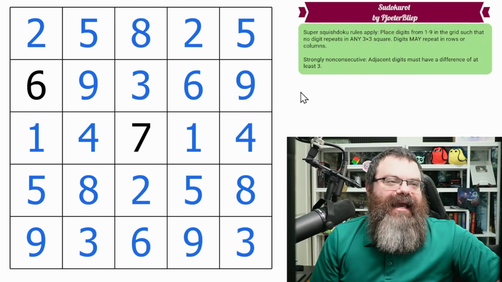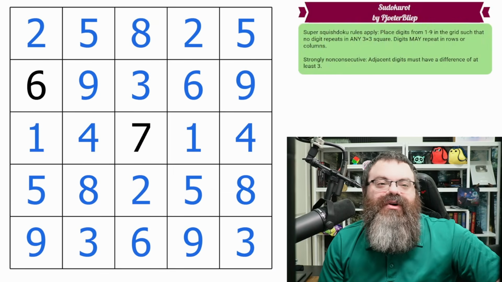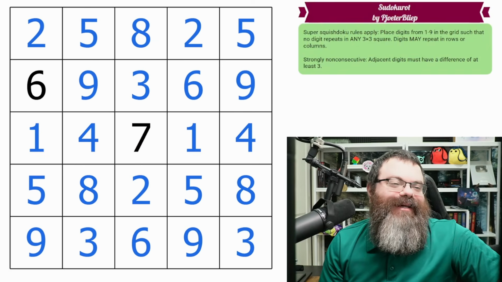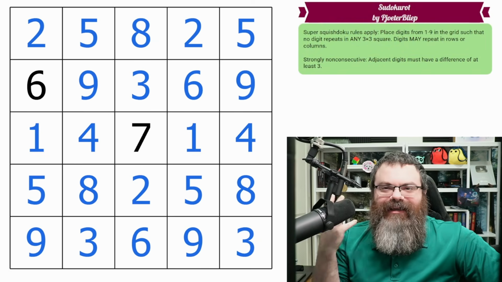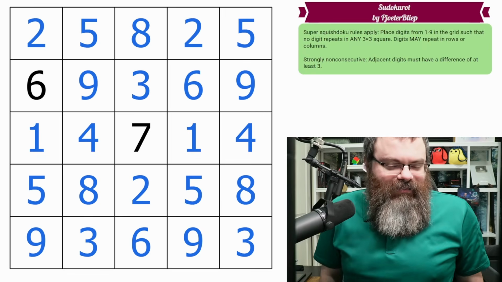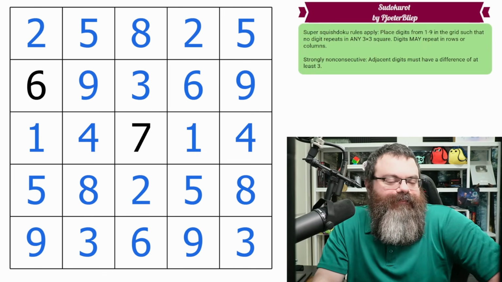Cool puzzle, PjoeterBliep. I have not seen Super Squish Sudoku with strongly non-consecutive before, that's for sure. So we're going to see some interesting puzzles today that'll expand your mind, hopefully. Be a little bit interesting, even if you're quite used to Sudoku.